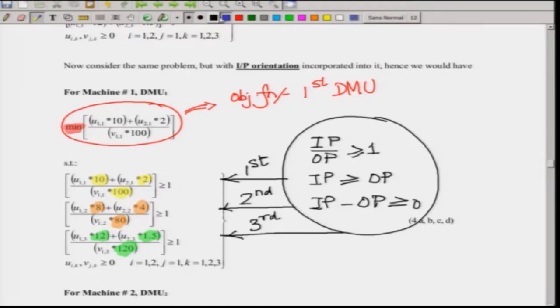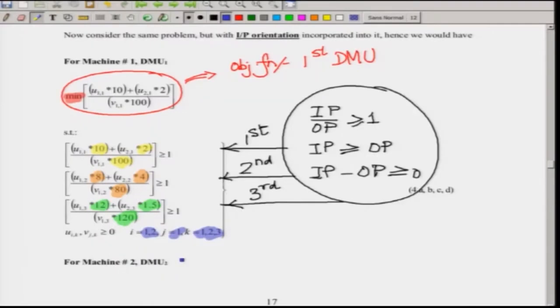So, we will use the same coloring scheme, the dark blue. So, this is the number of inputs, number of outputs and the DMUs. So, we have been able to at least give the initial formulation for the objective function for the first DMU, and this is the optimization problem for the first DMU. And this is an input oriented model.